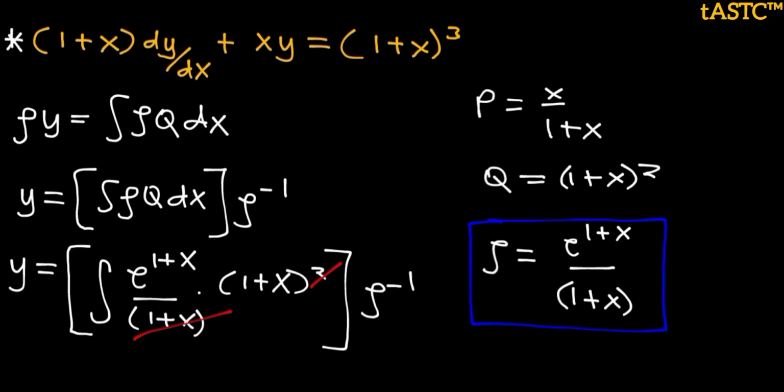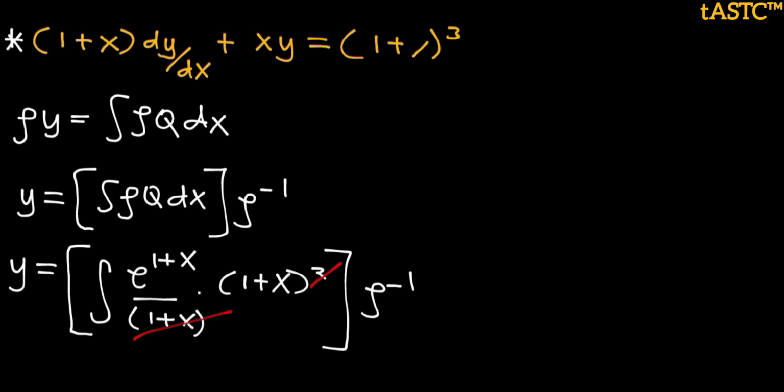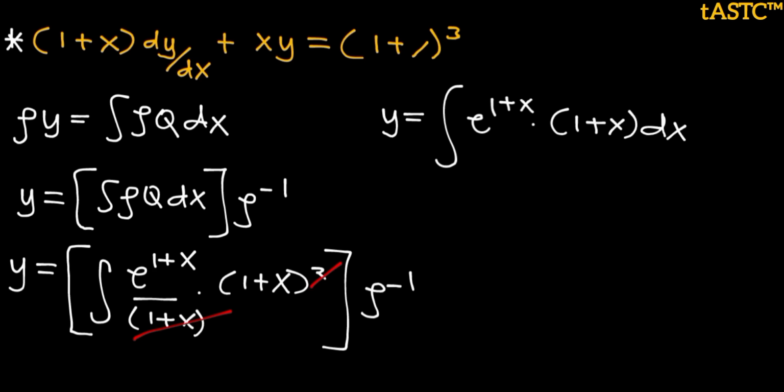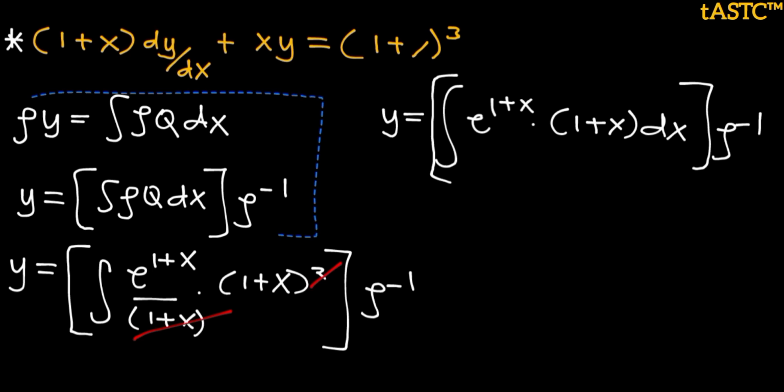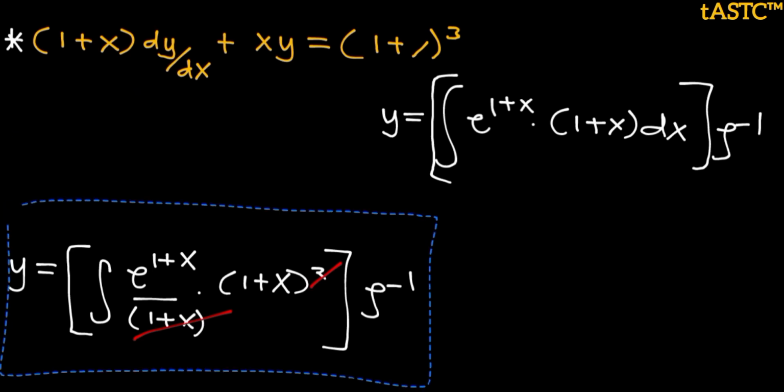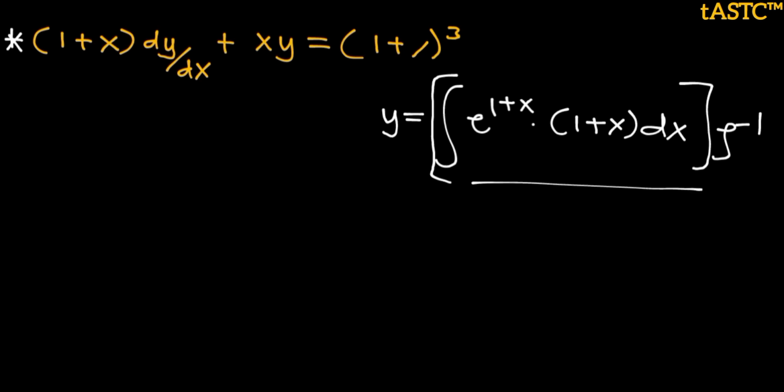Okay, so I think I need to wipe these out. So y is equal to the integral of e raised to the power of 1 plus x multiplied by 1 plus x dx. And this is all multiplied by rho to the negative 1. So we need to work this out.